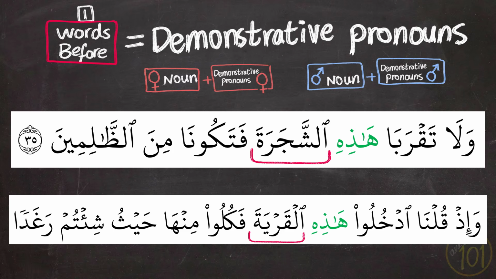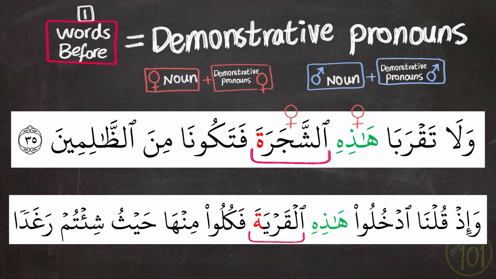Here we can see a couple of feminine words. How do we know that? By recognizing how the word ended. The first word, الشجرة, is a definite word and it ended with ta marbuta, so this means that it is a feminine word. And therefore, we used هذه, which is a suitable feminine demonstrative pronoun in Arabic.